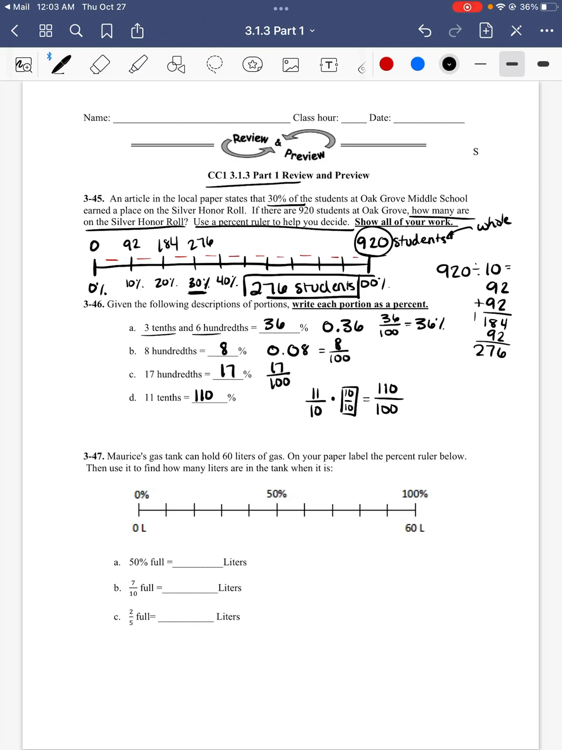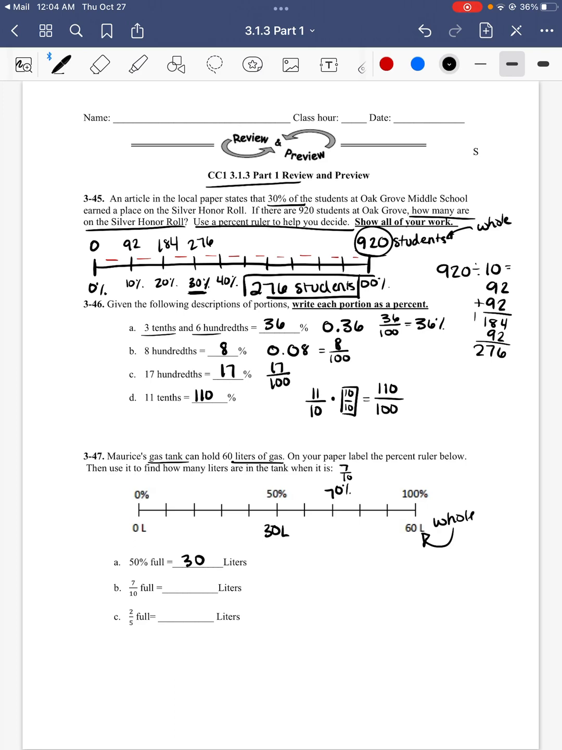Okay, problem 47. We have another percent ruler. This time I have a gas tank that holds 60 liters of gas. So 60 liters, that's my whole. So it says for part A, we want to figure out, well, what if it's 50% full? How many liters? Well, half of 60 is 30. Okay, part B asks us for 7/10, which is 70%.